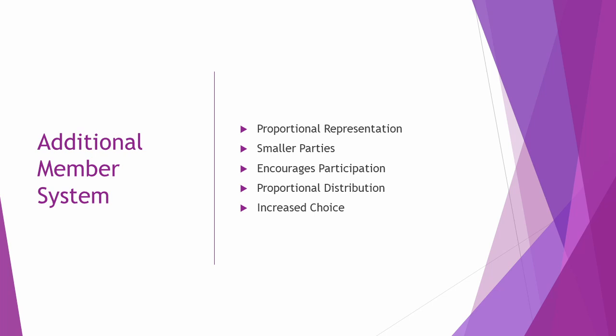The impact of the additional member system on party representation is that it allows for a more accurate reflection of the overall vote, giving smaller parties and independent candidates a fairer share of seats. The impact of the additional member system on voter choice is that it provides voters with two votes, which enhances their ability to support both their preferred individual and their preferred party for regional representation.